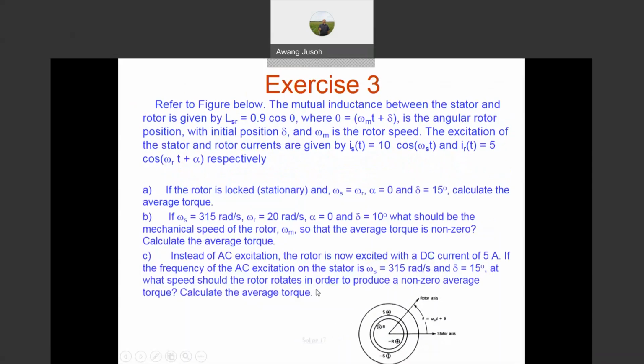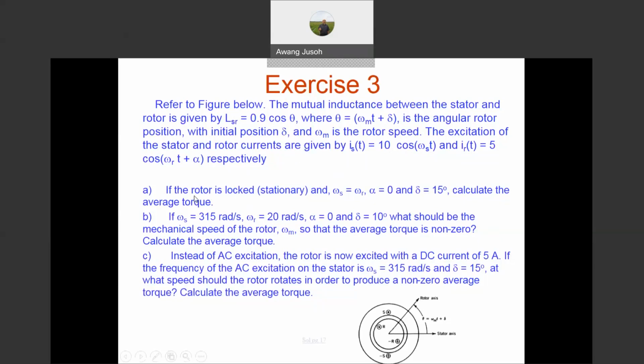Okay, now we go to the last exercise, exercise 3 today. Again, this exercise is almost similar to before, but the stator current is cosine and the rotor current is also cosine. Both currents are cosine terms, right? The omega s is the stator frequency and omega r is the rotor frequency. Based on the statement, we only have LSR, the inductance that changes with respect to theta. That means the rest, LS and LR, equal 0. So we only have mutual inductance there.